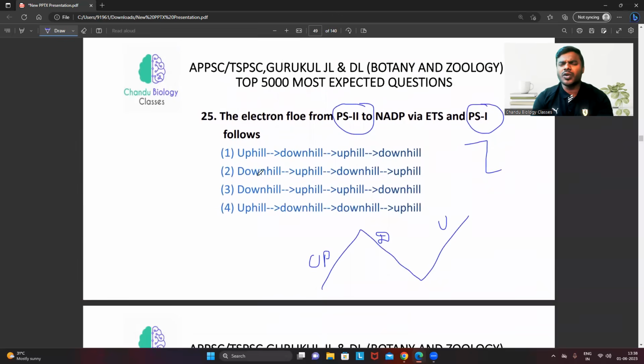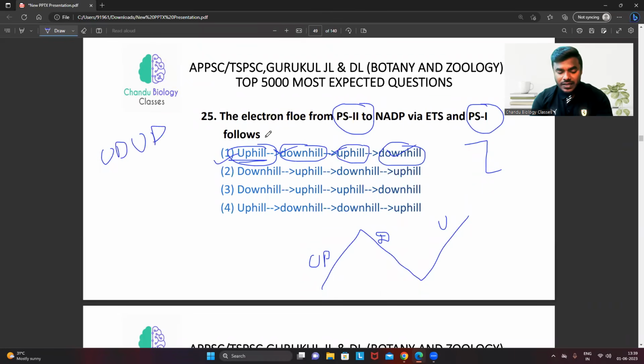So friends, not to confuse: first in PS2, electrons will move in an uphill manner, then a downhill manner. Once they reach PS1, once again an uphill manner, followed by the downhill manner. Hence, always remember this. Z scheme means uphill, downhill, uphill, downhill. Always remember like this, UD, UD.